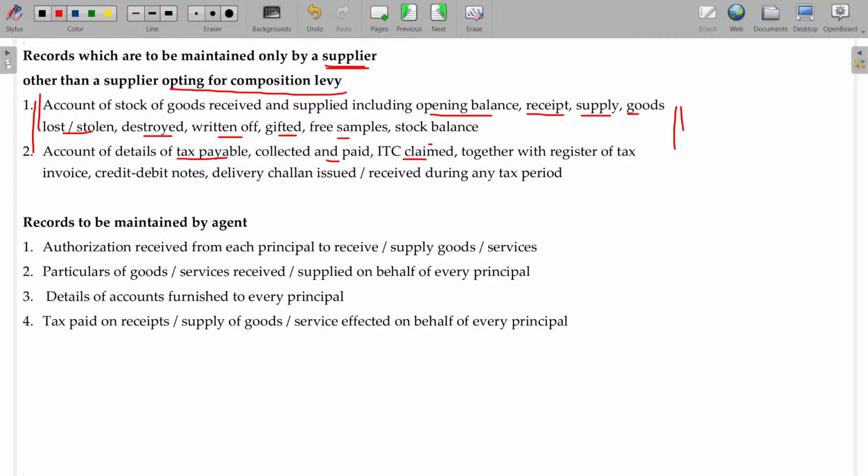But if I am an agent, sir, what happens? In case of an agent, what do you have to maintain? The materials you get from your principal, the amount of goods maintained and supply made, and all these things. Authorization received from each principal to receive supply of goods and services, he has to maintain. Particulars of goods and services received. Details of accounts furnished to every principal. Tax paid and all he has to maintain. As an agent also he has to maintain.